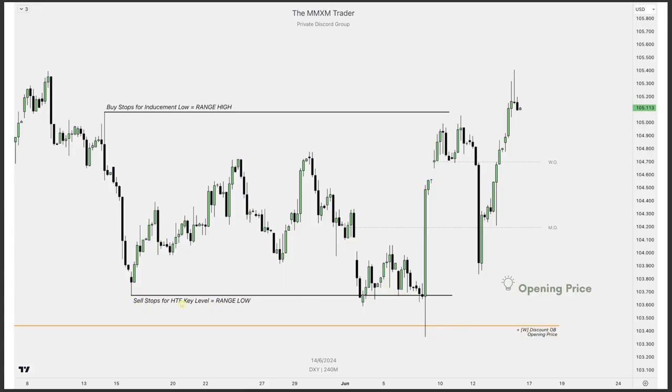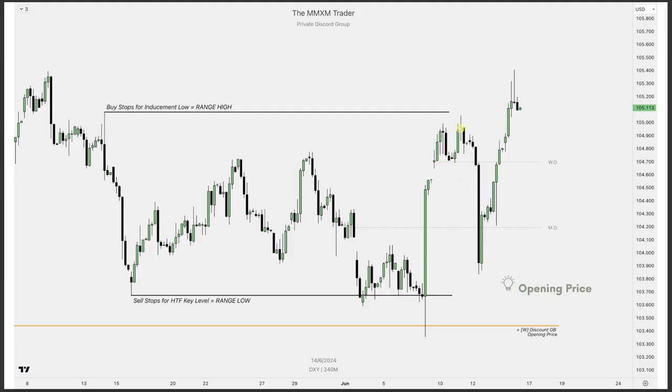So we're pairing up the sell stops below this range low, and now we want to pair it up with the buy stops above this range high. Now using the weekly opening price, and we're utilizing the opening price for that power of 3, right? We want to see it manipulate down into discount first before the real move into the buy stops happens.